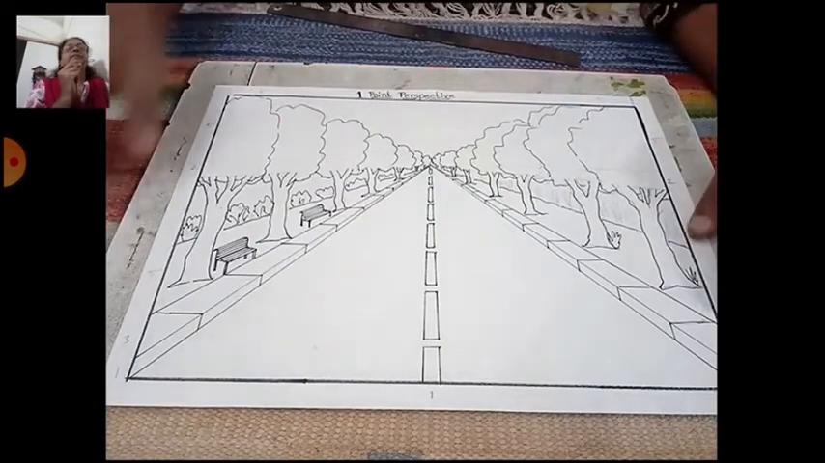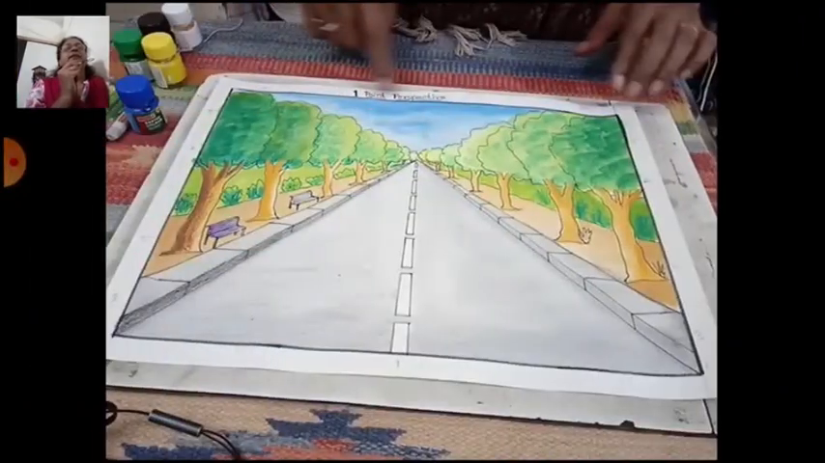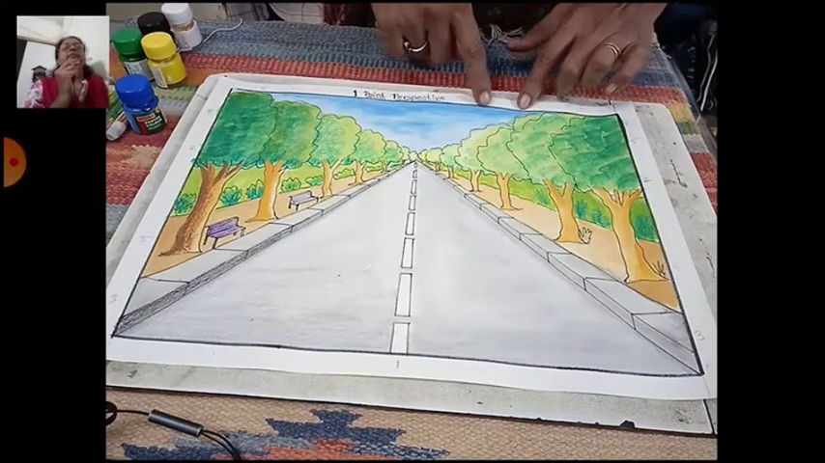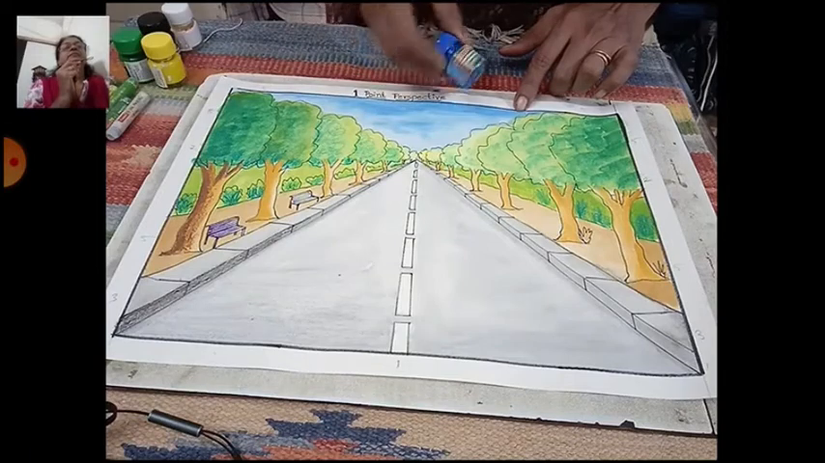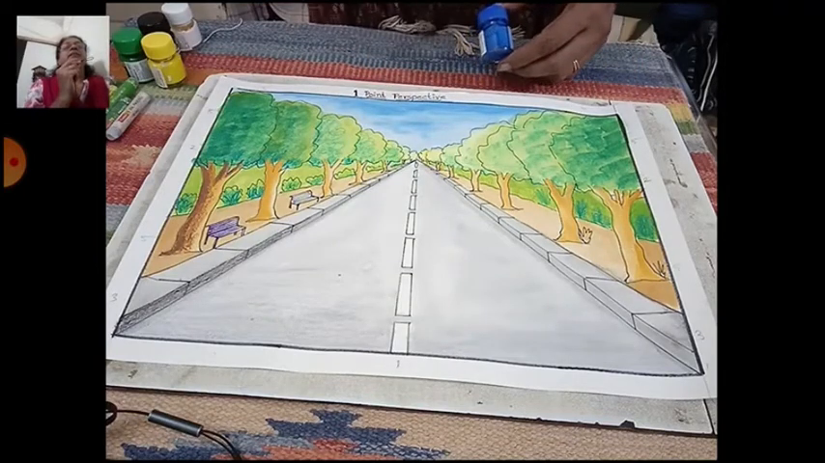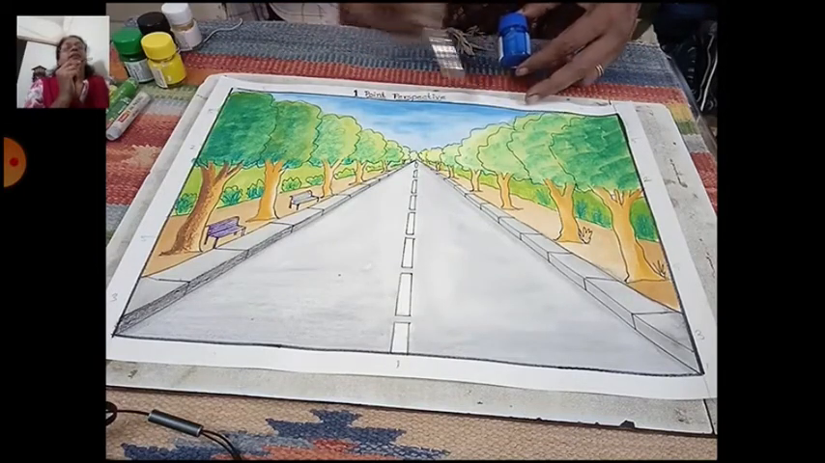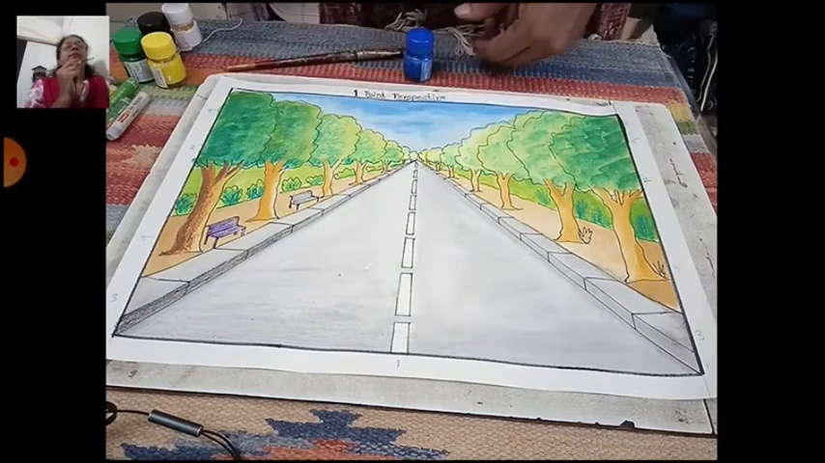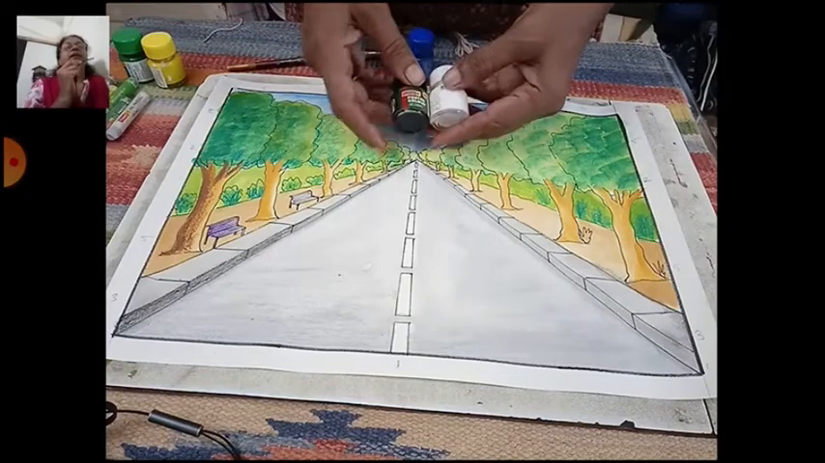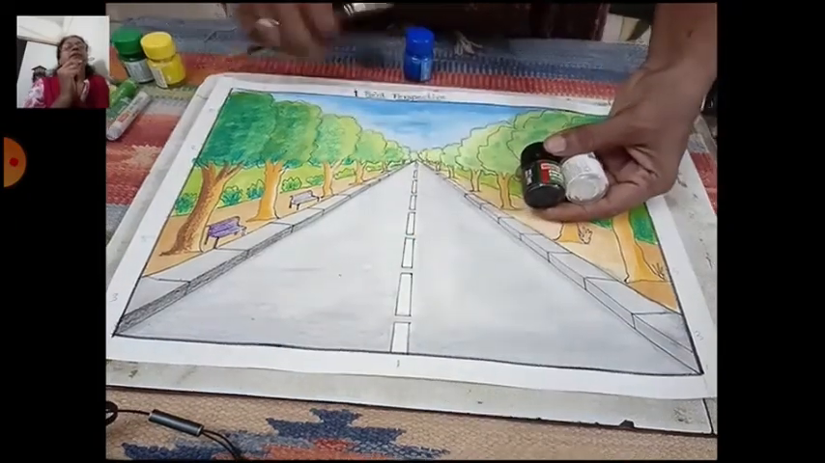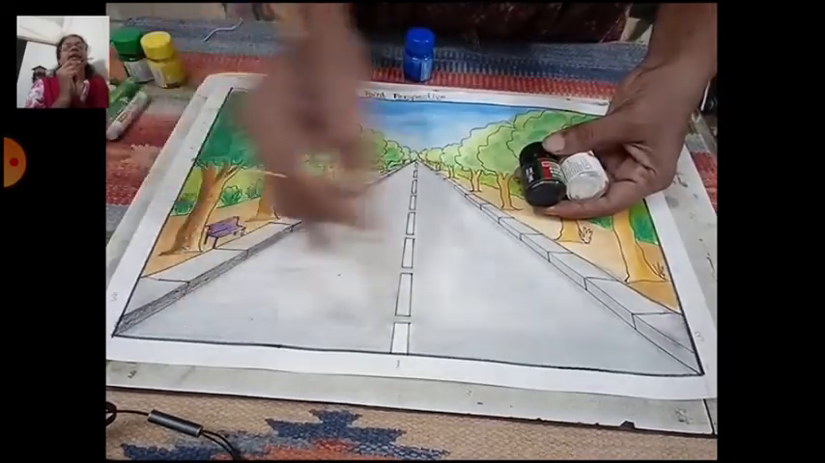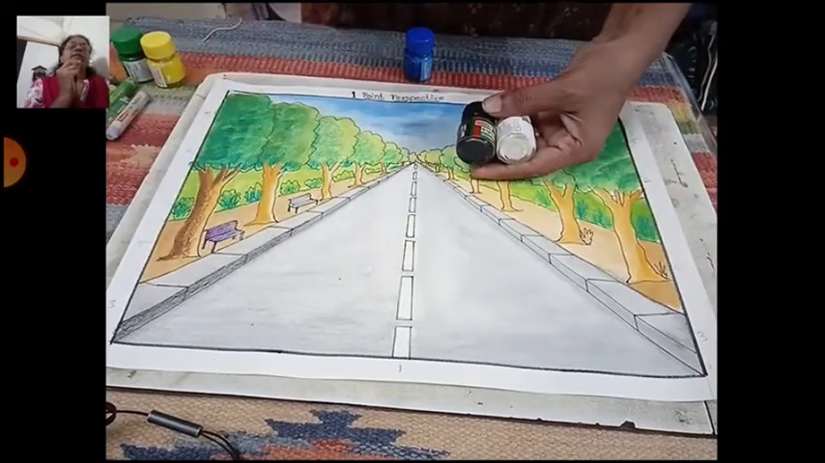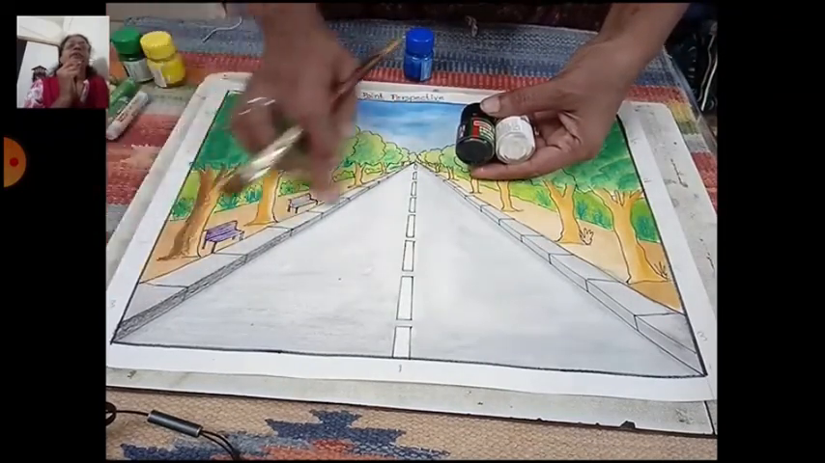And now next, see, here I am completing it with cobalt blue. Okay, upside dark to light, to that point, dark to light. And for the road I am taking white and little black, and fill all the lines dark to light to that point. Okay, here also.